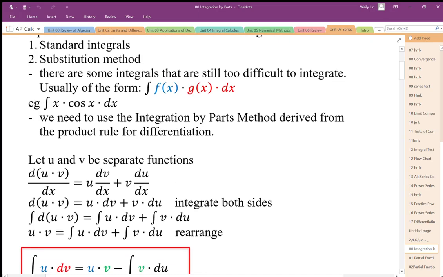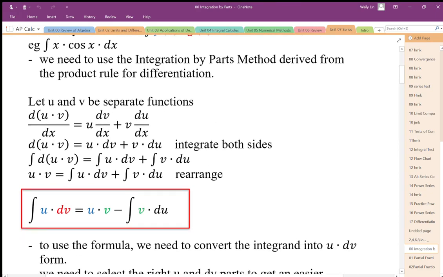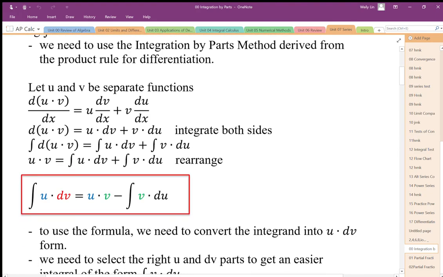Okay, so if we can get something with the product rule for differentiation, we should in some ways look at this process as the opposite of the product rule. Now, it doesn't quite work as easily as that, but this is where it comes from. So if we let u and v be separate functions, there's our product.